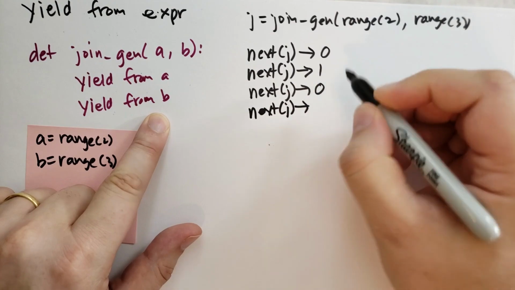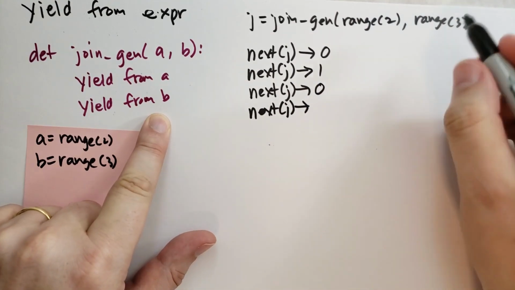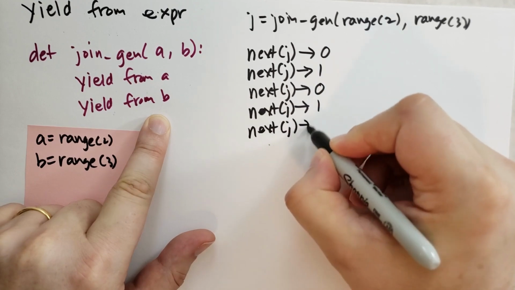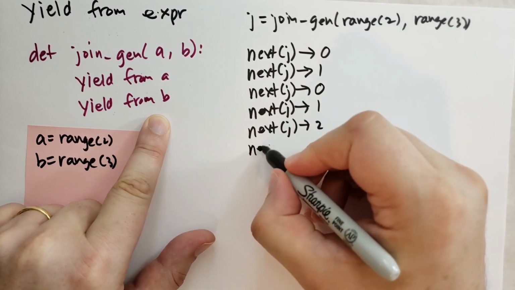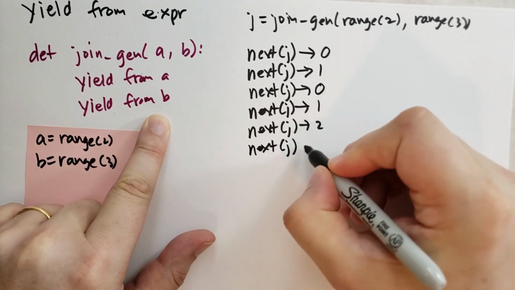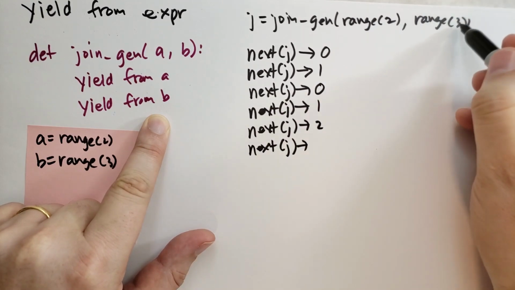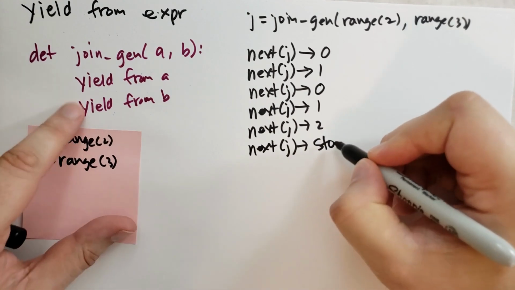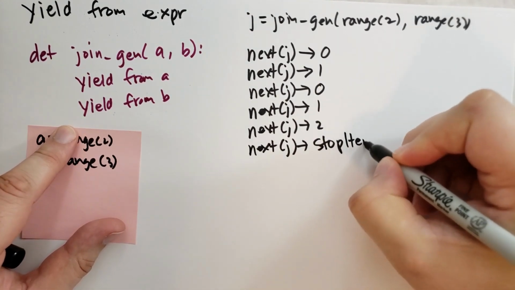Next call to J should yield the next value from that sequence because we must exhaust it first. And next J will return 1, then 2. And when we call next J again, well, 3 would be outside of the sequence range, and so it's not going to yield anything. In this case, it's finished its execution, so it raises StopIteration.